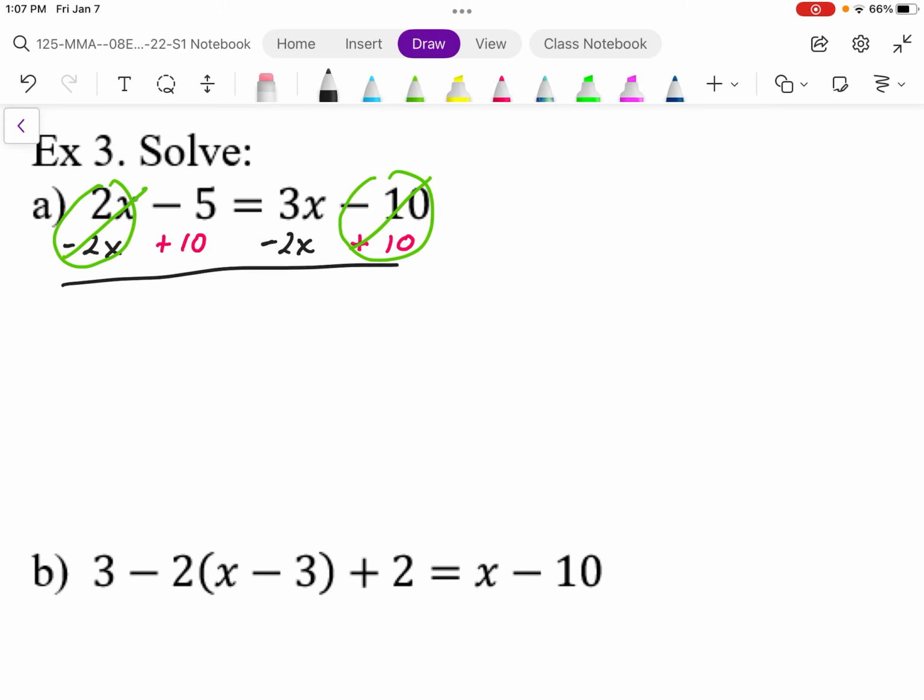When I've canceled those out, I'm just going to add up what's on the left-hand side. That's going to be positive 5. On the right-hand side, it's just going to be 1x. Now, I've kept it balanced. That's the most important thing. Now, I've also got x by itself. So that's my answer for x.